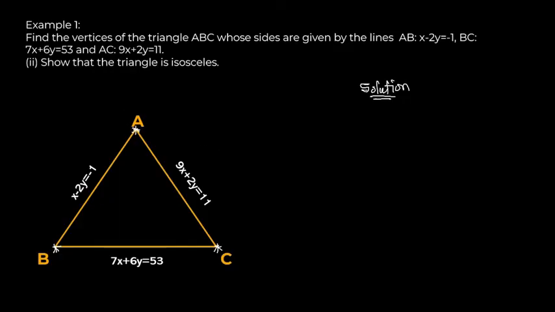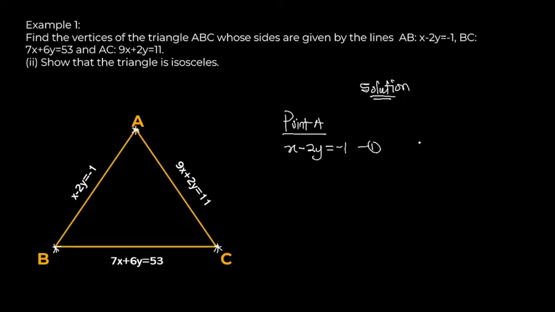So for instance, if we want to find vertex A, we need to solve the equation x minus 2y is equal to -1 and 9x plus 2y is equal to 11, as these are the two lines that came together to meet at this point to give us vertex A. So let's go ahead and look at that. So for vertex A, or point A, we need to solve the equation x minus 2y is equal to -1.